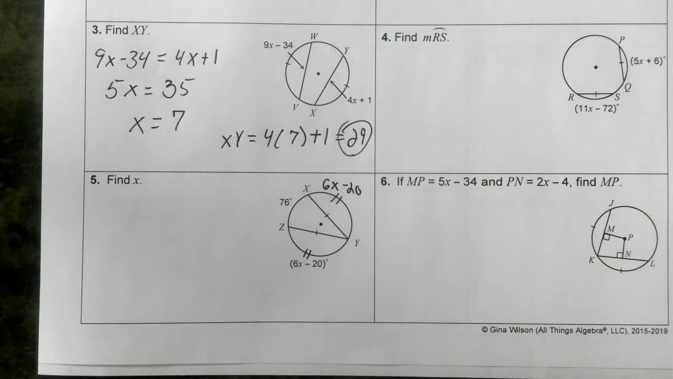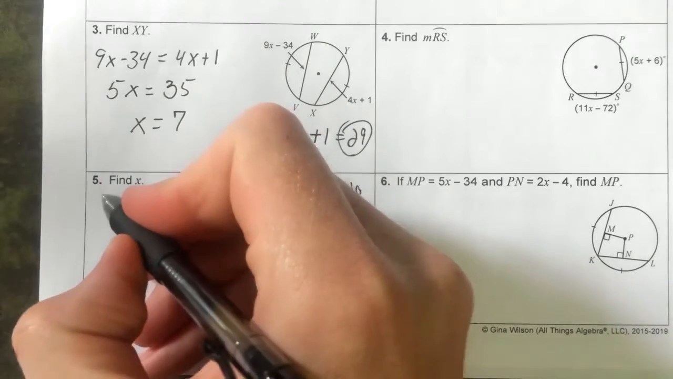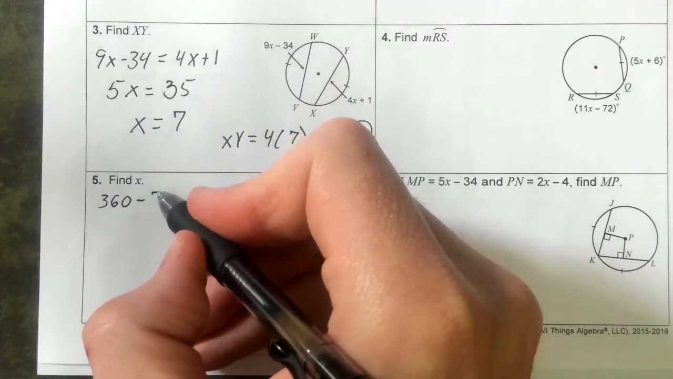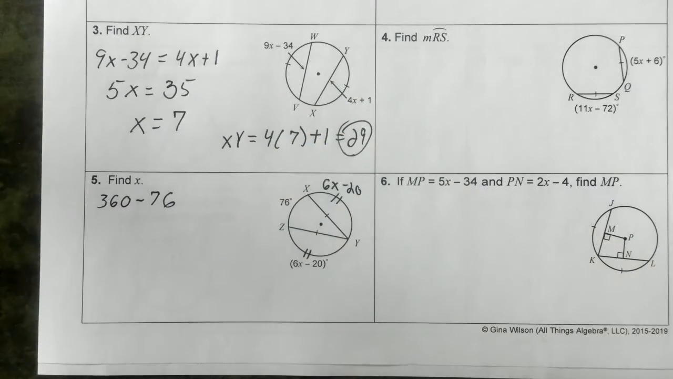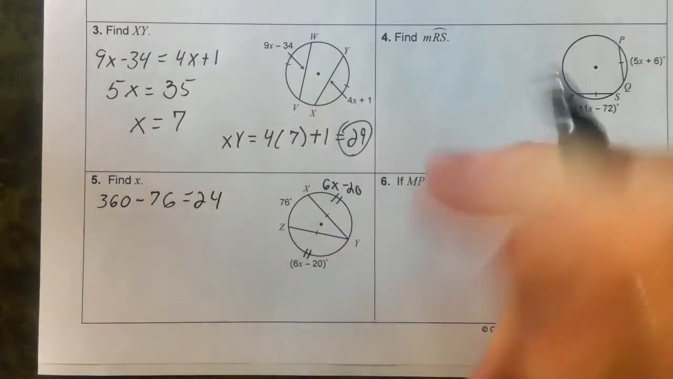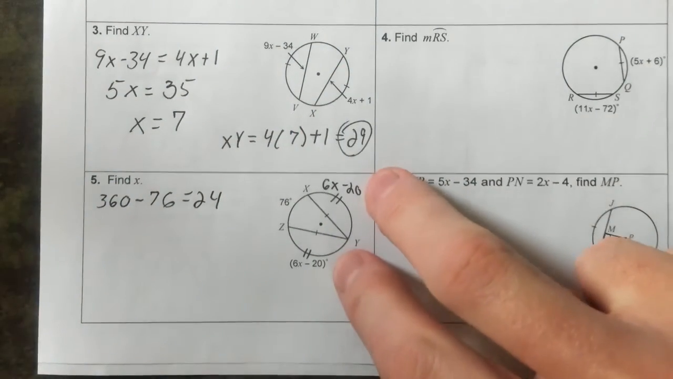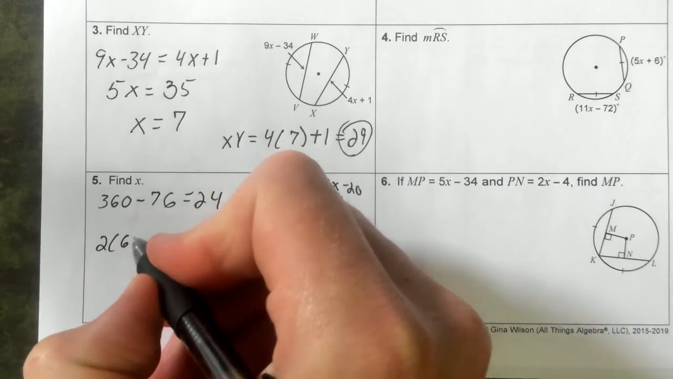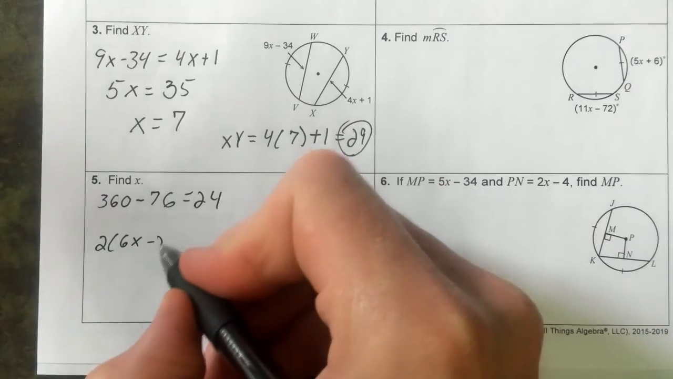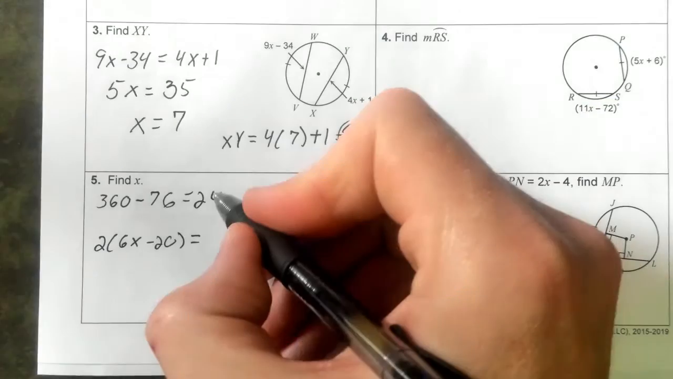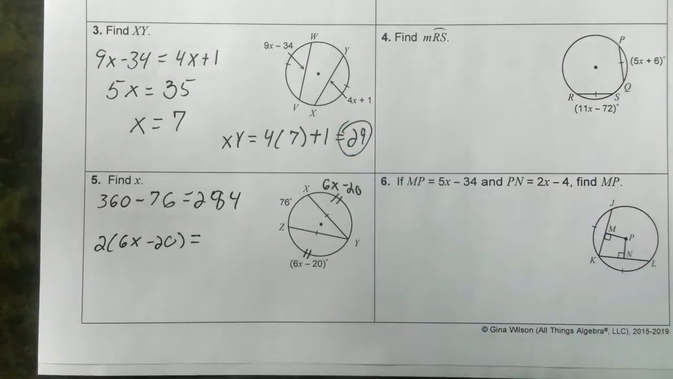Okay, well, I know that a circle has to be 360. So there's a couple ways to do this, but my first thought is, what if we take 360 and we subtract 76? It's 284. Okay, now 284, so I have two of these that have to both equal 284. All right, so 6x minus 20. I don't know why I wrote 24. That would be 284. Sorry about that.